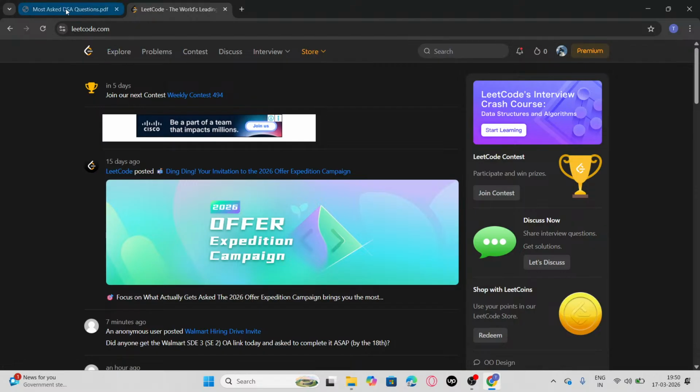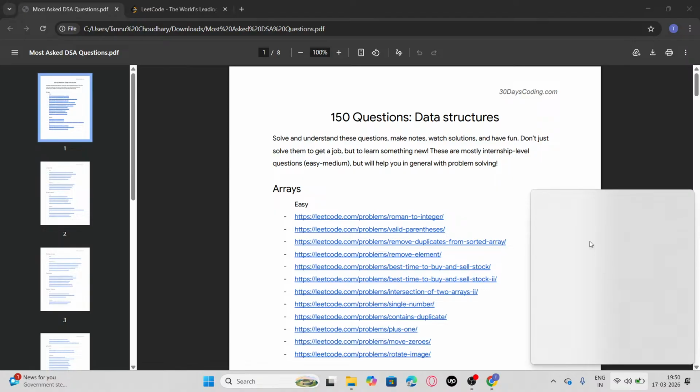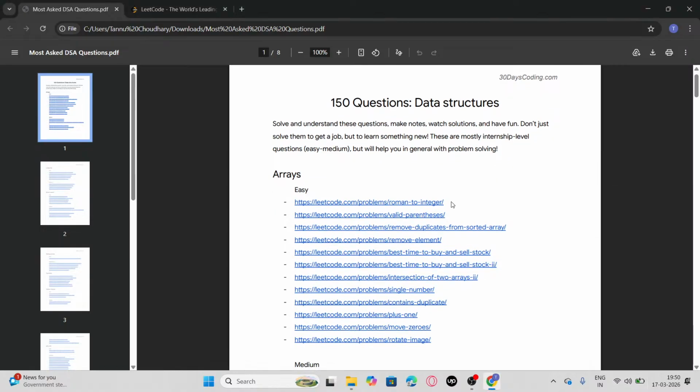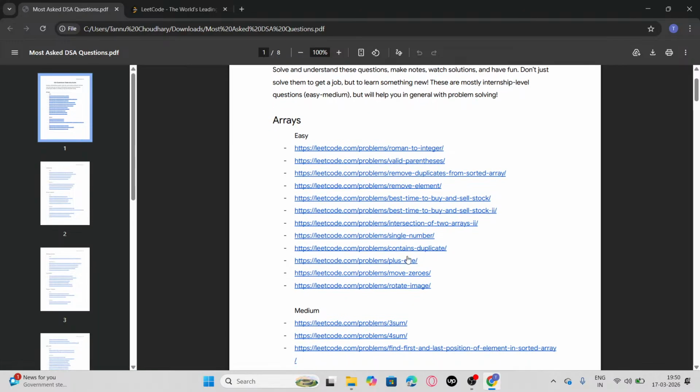Okay, so I have a list of questions which I am doing one by one. I have already solved Roman to integer, valid parentheses, remove duplicates, pretty much all of those. I have solved plus one as well. Today I'm going to solve the move zeros problem, and after that I will check.